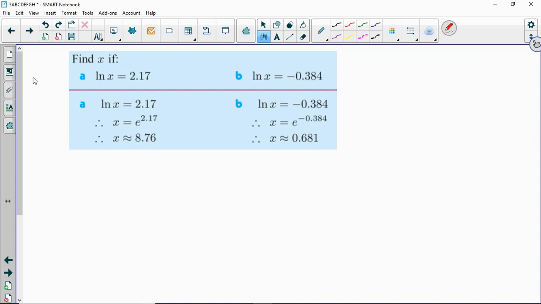These are just some easy logarithmic equations. Solve for x. Well, rewrite the logarithmic equation as an exponential. And then ask your calculator, what is e to the power of 2.17 or negative 0.384? And then your calculator will get you an answer. And as we saw in many previous videos, we could also solve these by graphing or by using nsolve, but we don't need to use those techniques here.